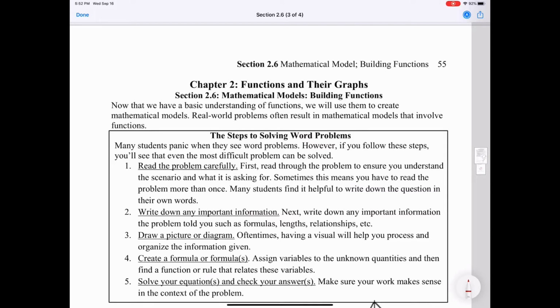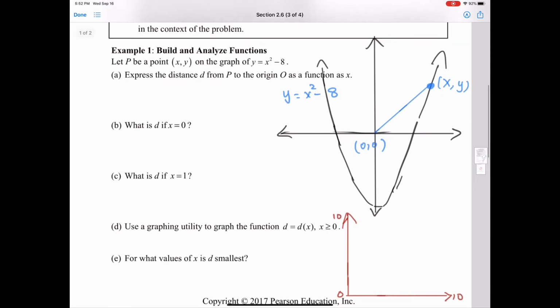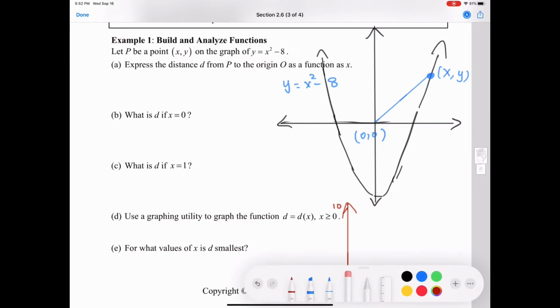In this video, we're doing section 2.6, the first example, how to build and analyze a function. Okay. So the first thing we are going to do in here is read the problem and try to see if you can graph this, even if this graph was not given to you. So I'll explain, and if you have questions, please ask too.